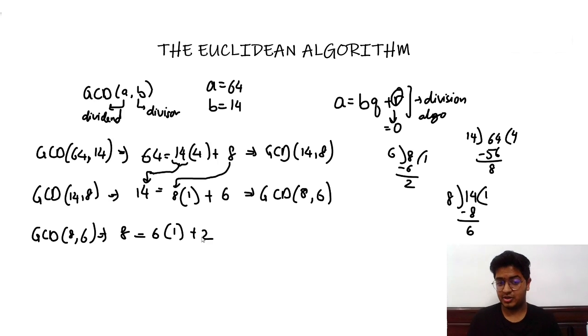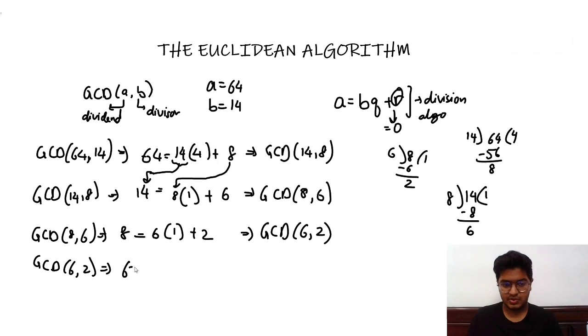Again we have to continue, because we did not get 0 until now, so the GCD of 6 comma 2. The 6 will be the dividend, and when 6 is divided by 2, the quotient is 3, and we've got the remainder as 0, right? So the divisor 2 into quotient 3 plus remainder 0. Now we've got the GCD of 2 comma 0.